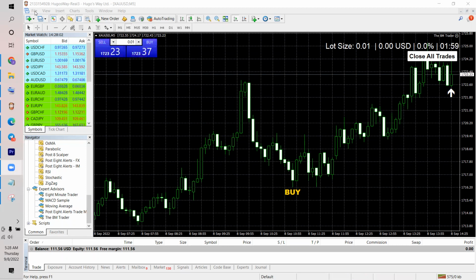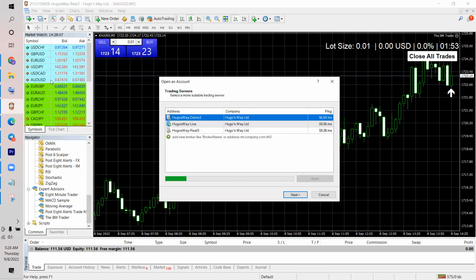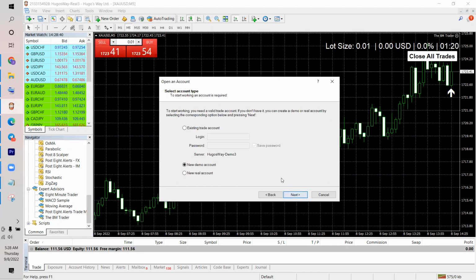What we can do is we can left click on file, left click on open an account. Now we'll have all these different server options that we can go ahead and choose from. And we can select, for example, the demo option right here. There is always going to be a server that says demo. And so if you're needing to open up a demo account, and this is any broker that's out there, I've seen this on 3 brokers that I've tested myself, MVFX, Clover Forex, and Hugo's Way, to be specific. But there's always going to be a demo account that we can select, and we would click on next.